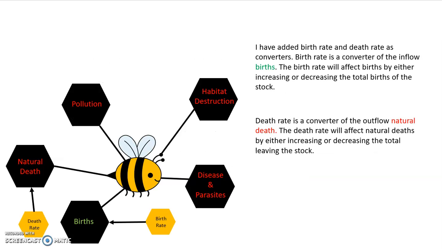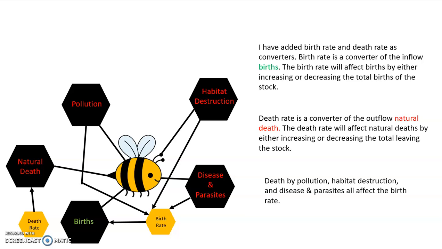I have added birth rate and death rate as converters. Birth rate is a converter of the inflow births. The birth rate will affect births by either increasing or decreasing the total births of the stock. Death rate is a converter of the outflow natural death. The death rate will affect natural deaths by either increasing or decreasing the total leaving the stock. Death by pollution, habitat destruction, and disease and parasites all affect the birth rate.